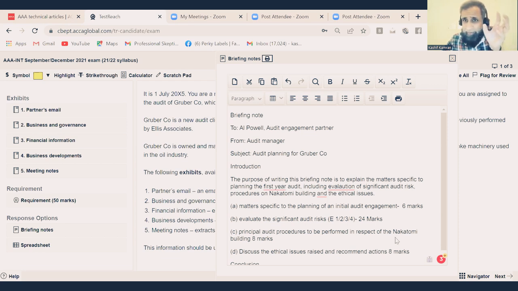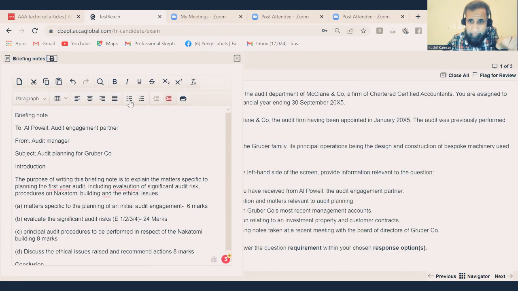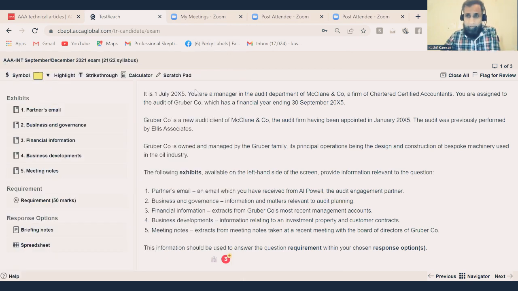Let's see, do we have any help in the exhibits? I'm opening the second exhibit after the partner email, which is business and governance. Let's open that up. Okay. Look at the screen in front, right? It tells us it is the 1st of July. You are a manager in the audit department of McLean & Company, a firm of chartered certified accountant. You are assigned to the audit of Grubber, which has the financial year end of 30th of September.